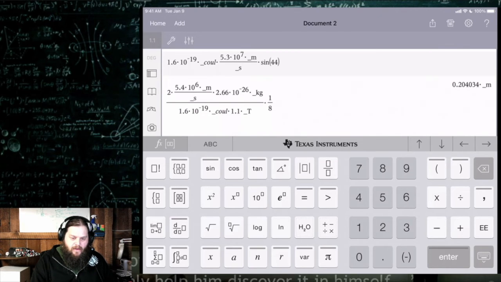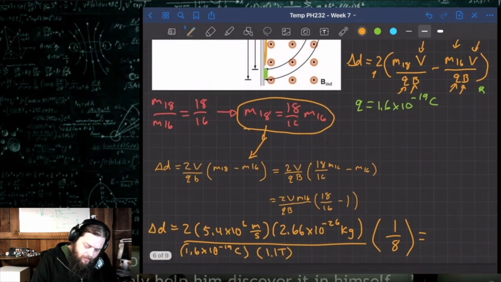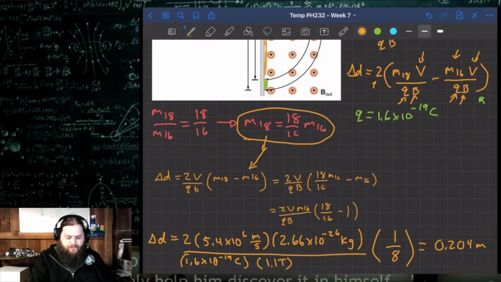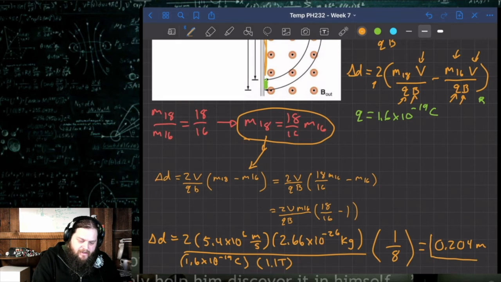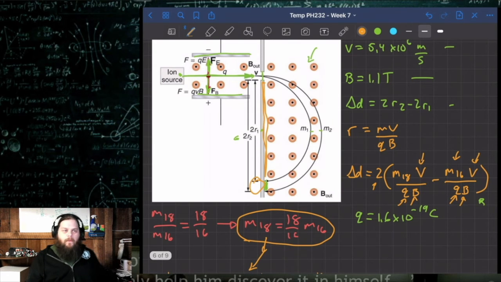And we get 0.204 meters, which is equal to 0.204 meters. So that's the distance between where the two isotopes end up at this target location on the diagram when they're shot through that magnetic field.